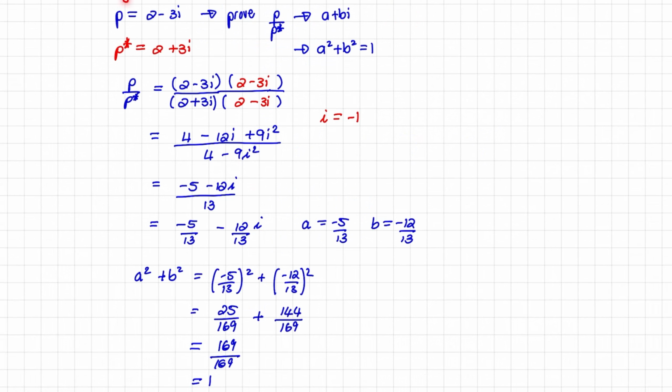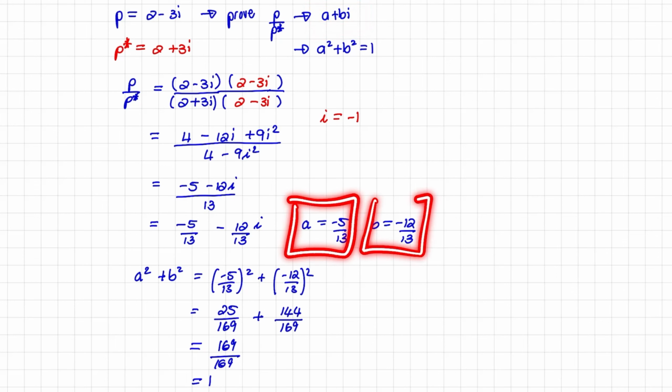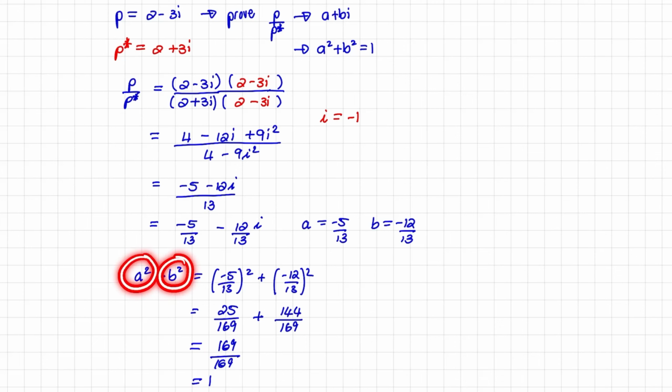We have a complex number, and we divided it by its conjugate. From there, we rewrote the fraction in the format of a plus bi. We identified the a value and the b value, and added a squared plus b squared to prove that that is equal to 1.